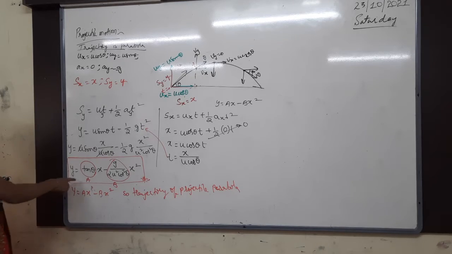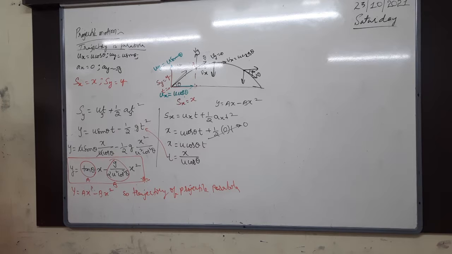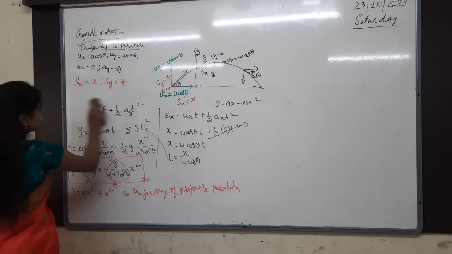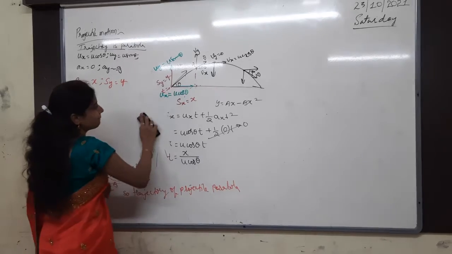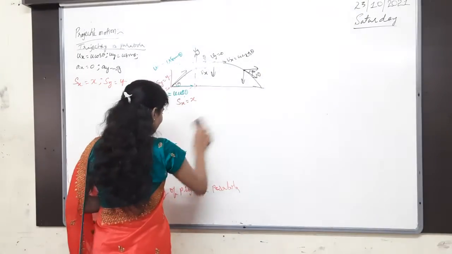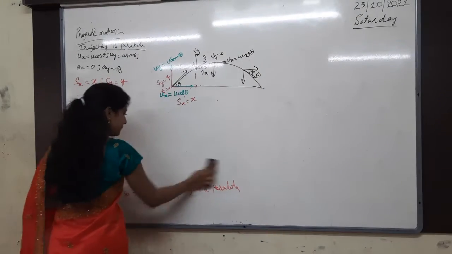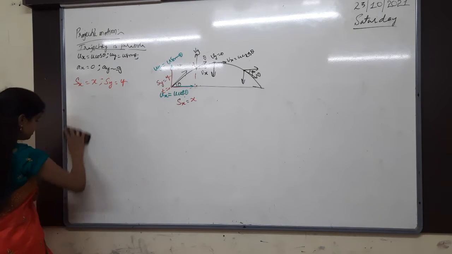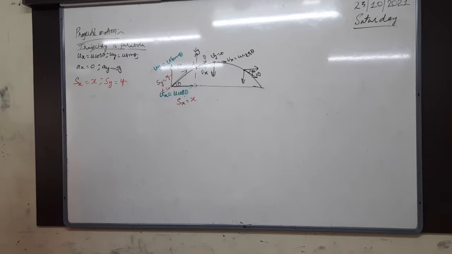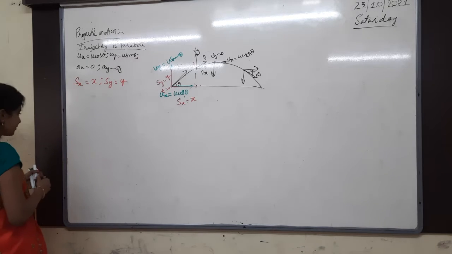This equation is very important. Tan theta into x minus g by 2u square cos square theta into x square. Next. Next, time of flight.